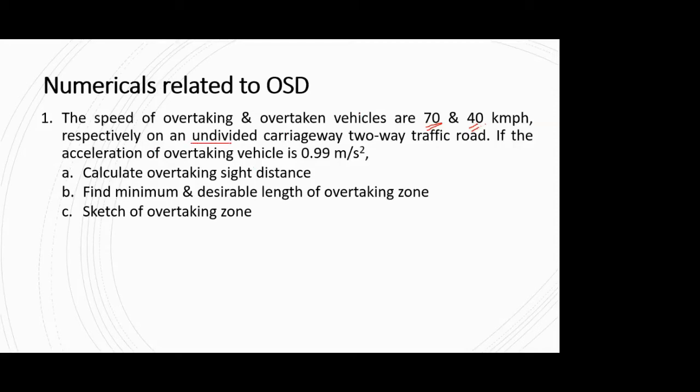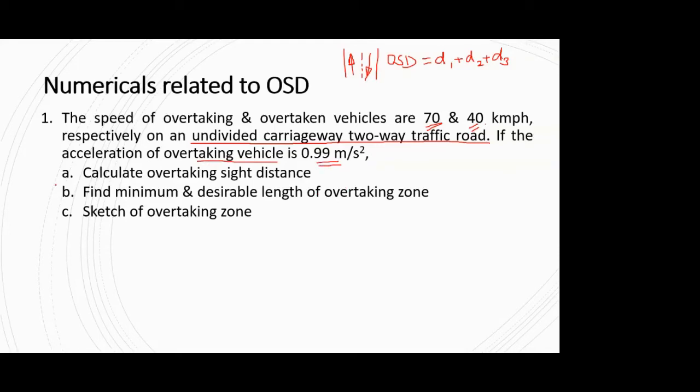Now this is important to understand, that it's an undivided carriageway, two-way traffic road. So undivided carriageway, you don't have a median separation in between, you just have a marking, and it's a two-way traffic. Okay. So by reading this line itself, you should be able to tell that the OSD formula will be D1 plus D2 plus D3 because it's a two-way traffic and it's not divided. And the acceleration of the overtaking vehicle is given, it's 0.99 meter per second square.